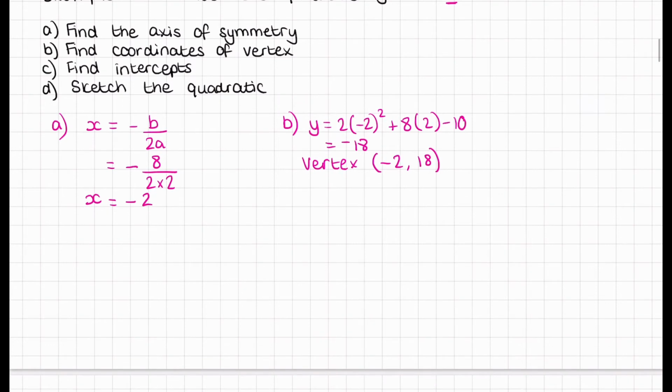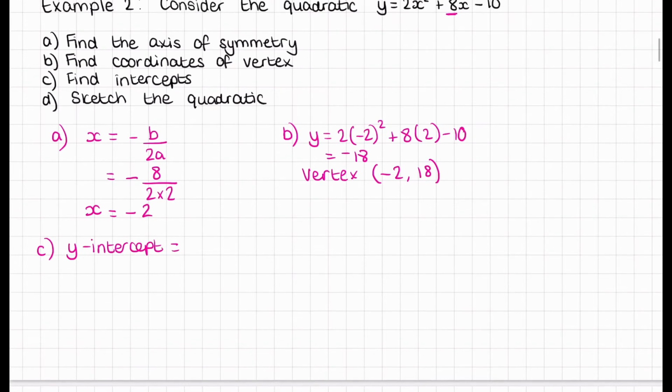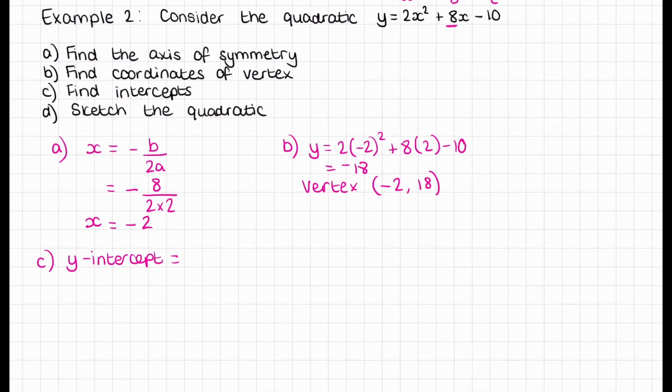Part C, find the intercepts. So that's the x-intercepts and y-intercept. So let's do the y-intercept first because that's the easier one. For the y-intercept, make all the x's 0. But remember, in this form, as we said earlier, it is actually just your c value, the value at the end, so it's at -10.